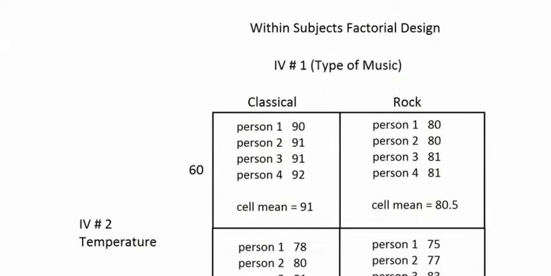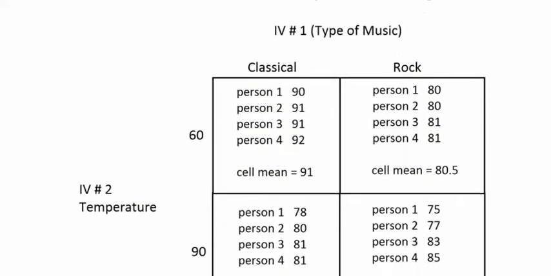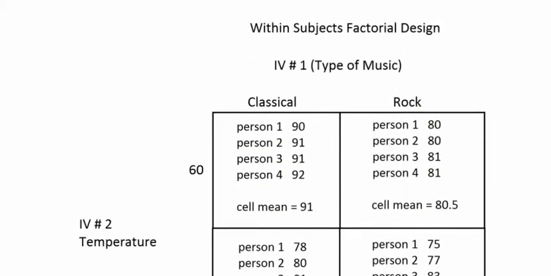Now let's look at a within subjects factorial design. And once again, pay attention to the ID numbers that I used here. This imaginary experiment has only 4 people. Person 1, 2, 3, and 4. And this group of 4 people is experiencing all 4 conditions. So, for example, person 1 is going through all 4 situations. Person 2 is going through all 4 situations, and so on.